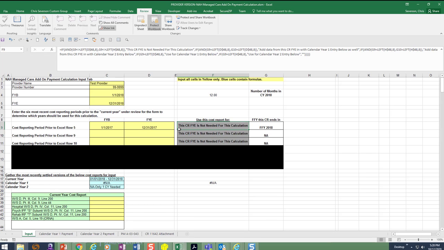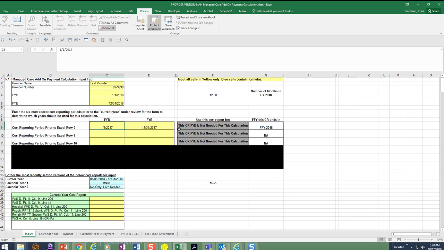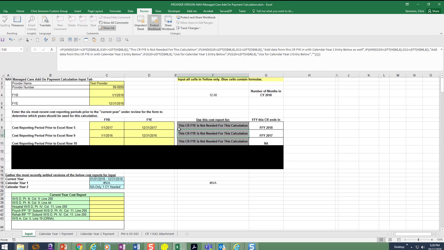Now notice right off the bat it still says this cost report is not needed for this calculation, which your first one's not going to be needed. It has to be 2 years prior. So let's go to 1/1/16 through 12/31/16. Still says it's not needed.